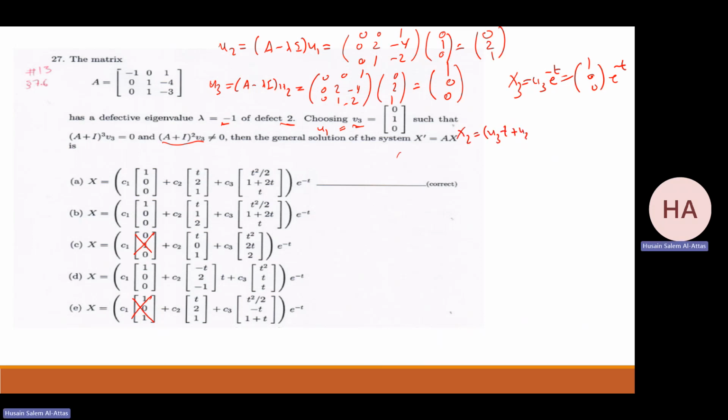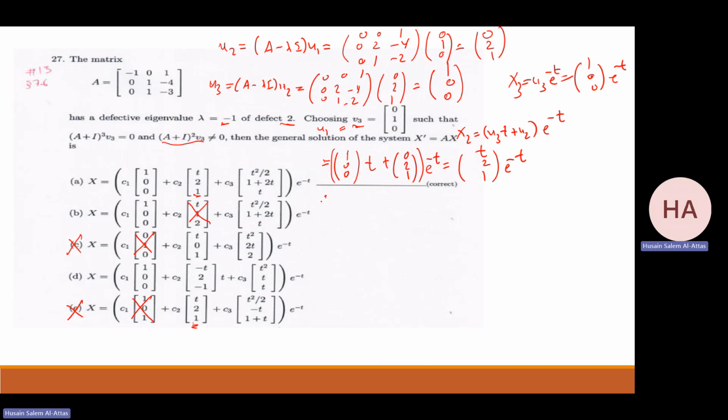U3t plus U2, times e to the minus t, which is equal to what? What is U3? 1, 0, 0 times t, plus U2, 0, 2, 1, all times e to the minus t. That will be t, 2, 1, times e to the minus t. So now this is wrong. I need to check. This is wrong. So still this and this are correct.